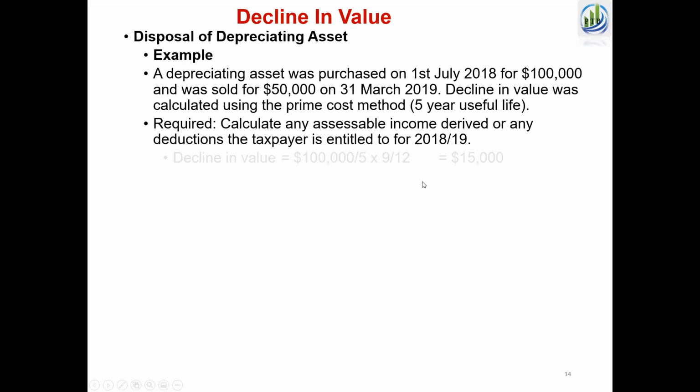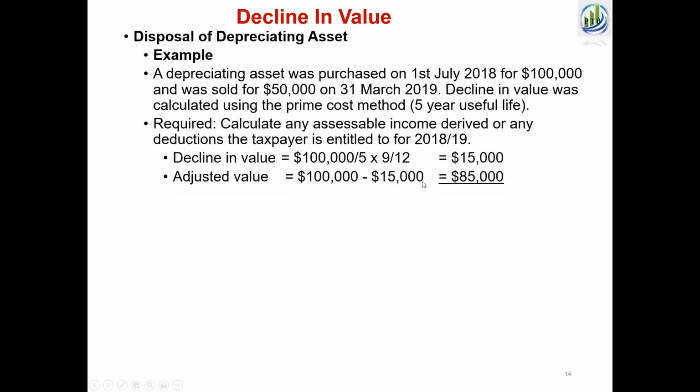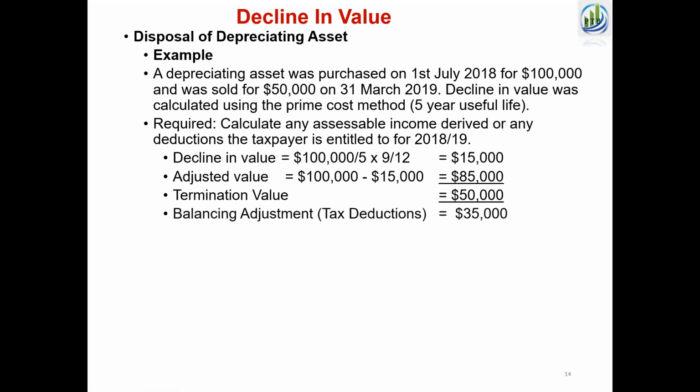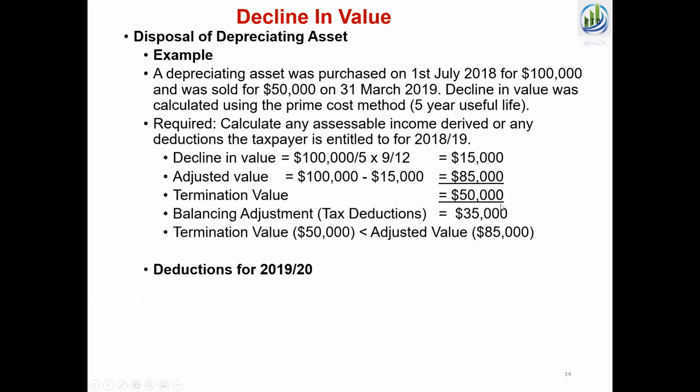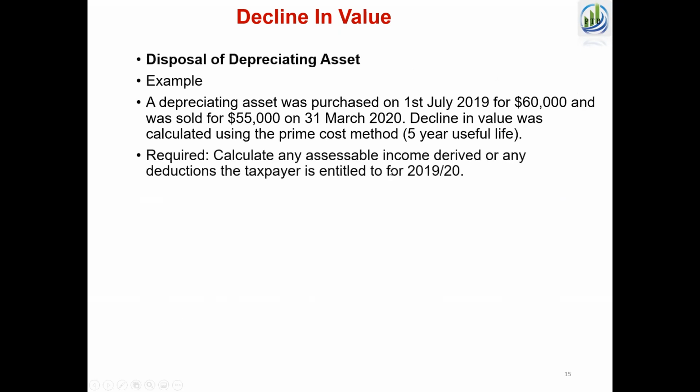So how much is the book value of your asset? Adjusted value, 100 minus 15, $85,000. So what is the price they sold it for? $50,000. So $85,000 worth of asset, they sold it for $50,000. So you lost that $35,000. That $35,000 can be deductible from your income tax as a balancing adjustment, right? And depreciation is also deductible. Now we'll come back the other way around.